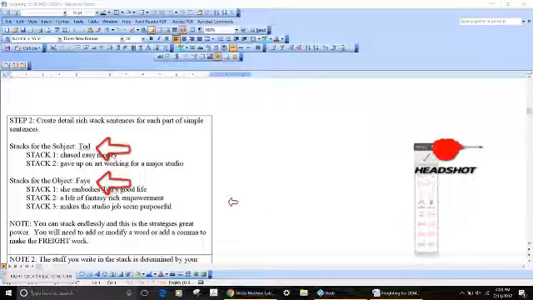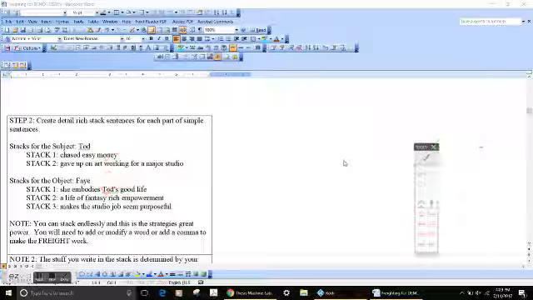So here I want to set Todd out to be someone who has an economic motivation, and then displaces that economic motivation in Faye. So then I have here as my first stack, chased easy money. Chased easy money is my first stack. Gave up on art, working for a major studio is my next stack. This is information that helps me show why Faye becomes such an important object, because she distracts from Todd's purpose as an artist, right?